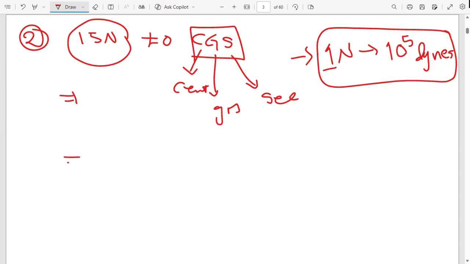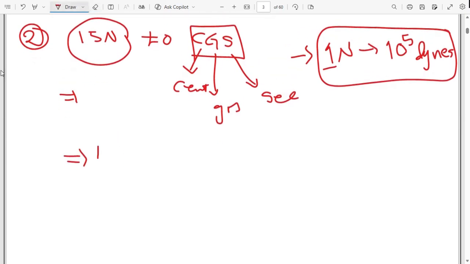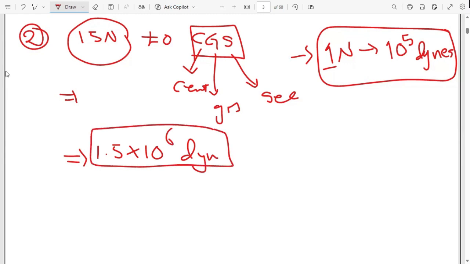Okay, very good. So we have 1.5, well, let me say 1.5 times 10 to the power 6 dynes. That is the equivalent of 15 newtons when it comes to the CGS system. That means we're now using G, a gram for mass, we're using centimeter for length, and we're using S for second. I'm sure we all now understand that, because we know to say units of force.